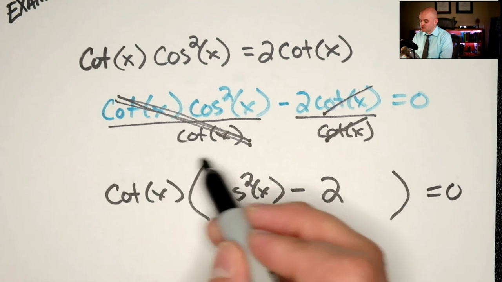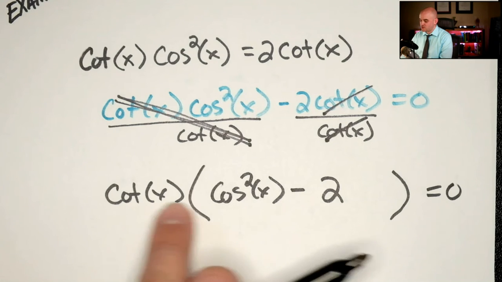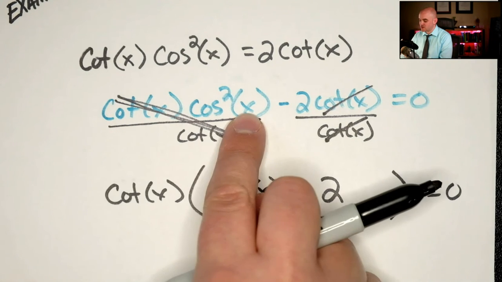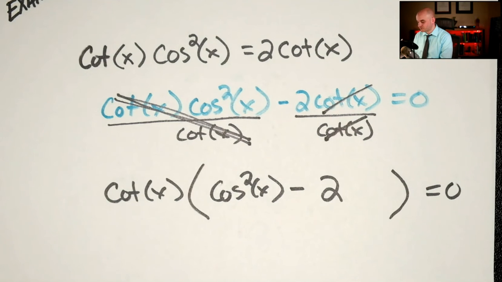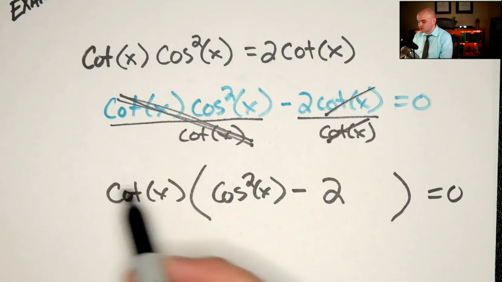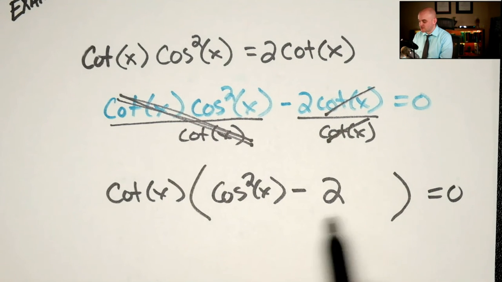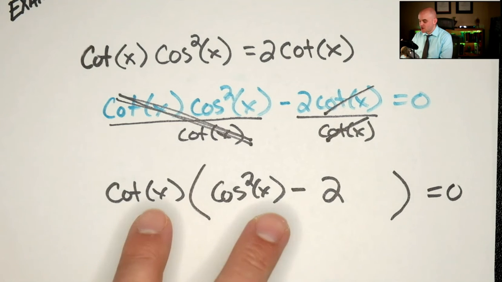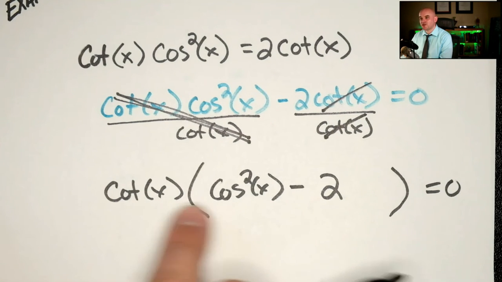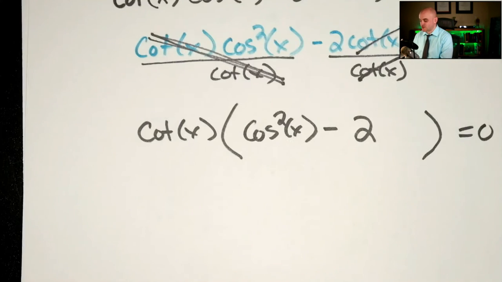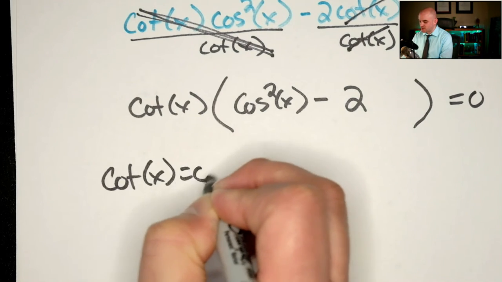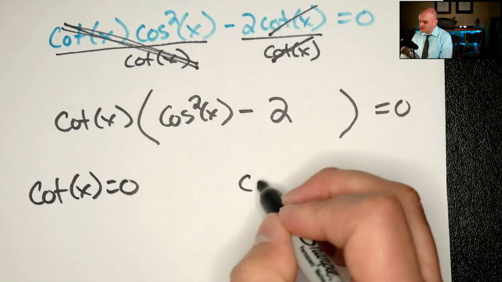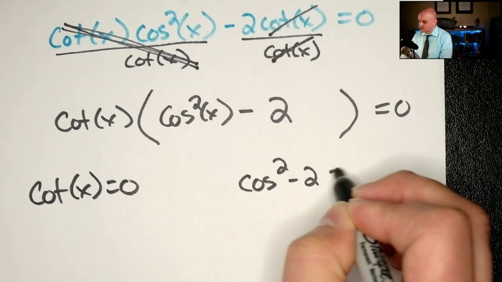Notice if I were to distribute the cotangent, cotangent times this gives me this term, and cotangent times negative 2 gives me that term. So I end up with cotangent times this mess equals 0. I factored this, and so each factor I can set equal to 0, just like what we did in algebra. So I can say that the cotangent of x equals 0, and so does cosine squared minus 2 equals 0.